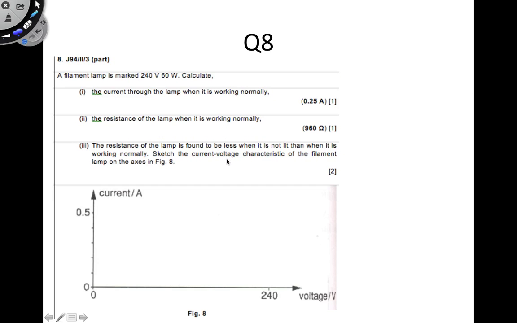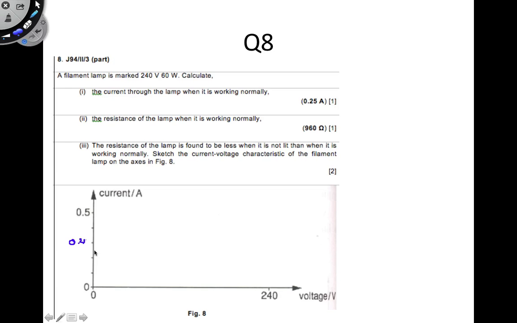The resistance of the lamp is found to be less when it's not lit than when it's working normally. That was when it's working normally. Sketch the current-voltage characteristics of the filament lamp as shown. Remember in this case, you are supposed to draw up to 240 volts. At 240 volts, you know that your current is at 0.25 amperes.